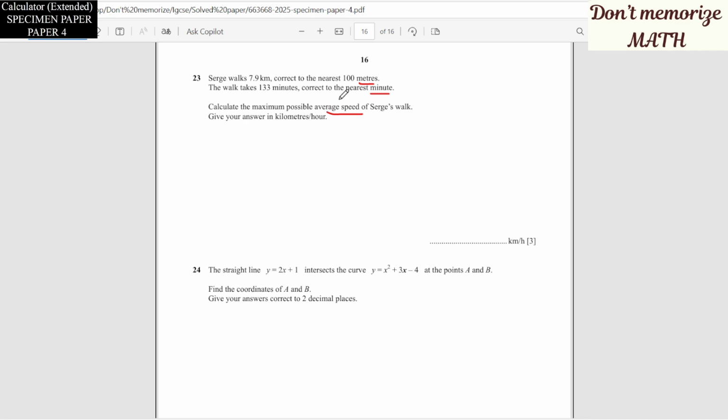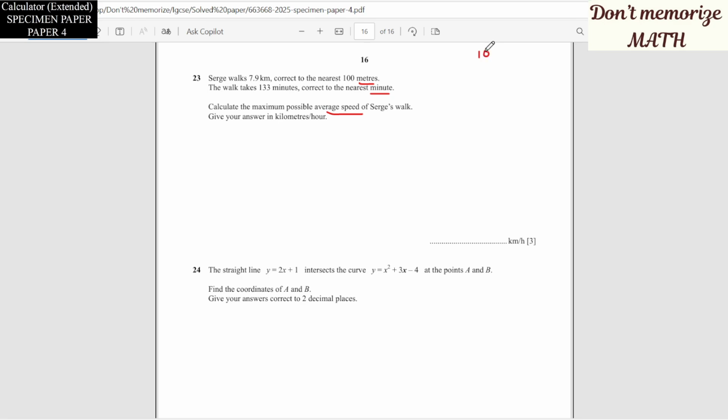Either you can change in the final answer, you can find the average speed by using upper and lower bound, you know the rules and all, right? By using that you can find the average speed and at the end you can change it to kilometers per hour. Otherwise you can change here itself. Here it is given 7.9 kilometers, right? So 100 meters we will change to kilometers. How to change meters to kilometers? We need to divide it by 1000.